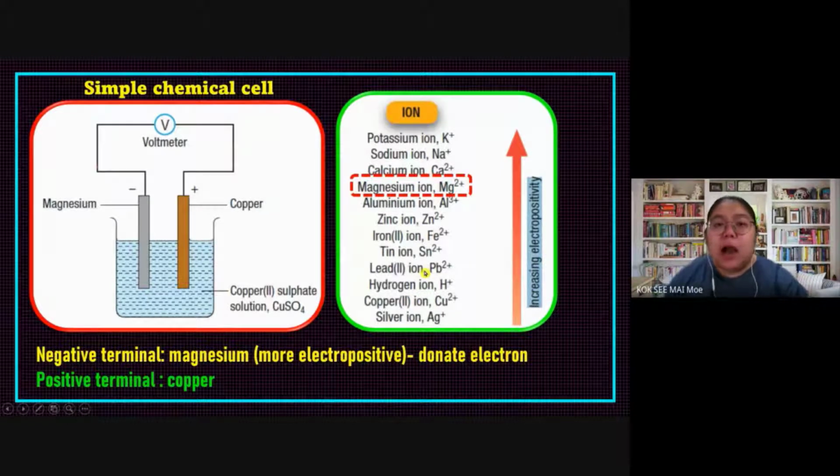Okay, so this is how we choose for the simple chemical cell. More reactive at the negative terminal, less reactive at the positive terminal. The more reactive metal will donate electrons. Now we see where the donated electrons go. This one is copper, and we choose magnesium.